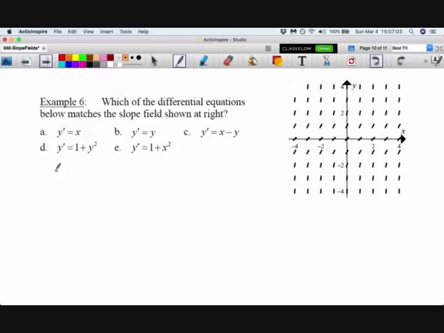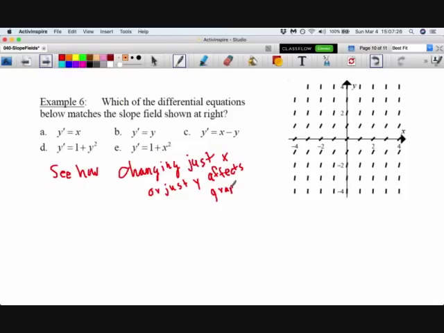One thing I want to look at is see how changing just x, or just y, affects the graph. By graph, I mean the slope, I guess. So if I keep my y constant, but I move left and right, I'm changing my x only. Think about that until it makes sense.